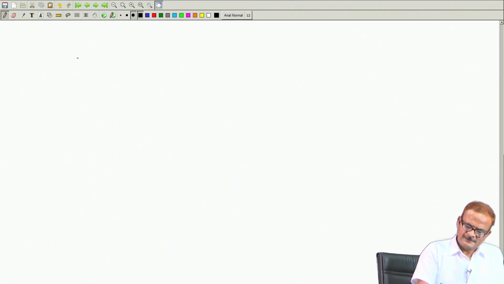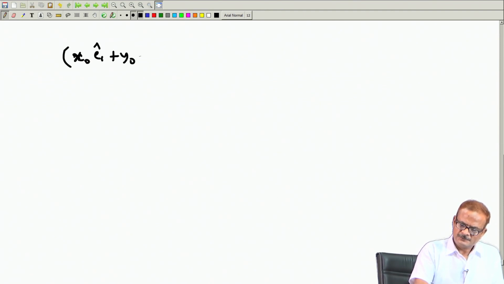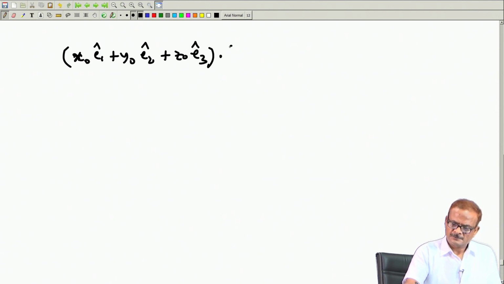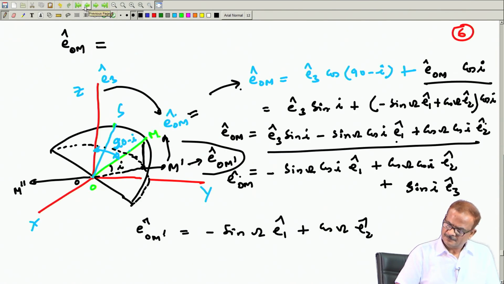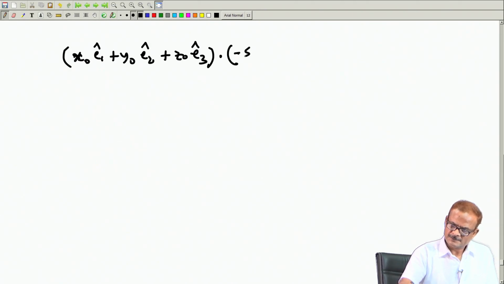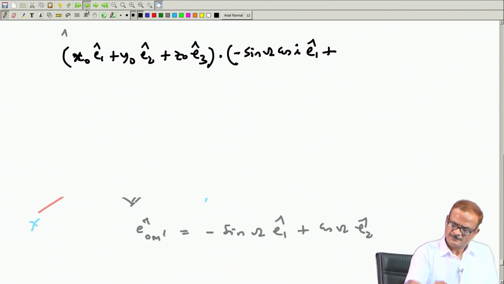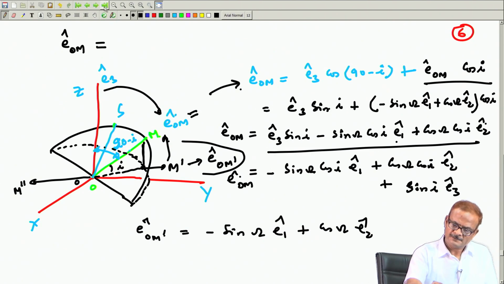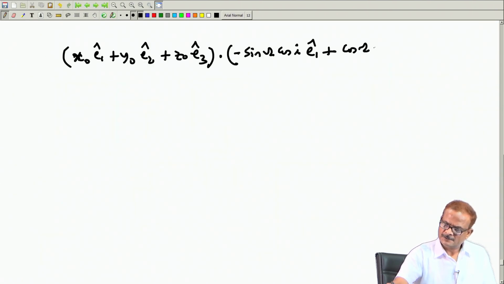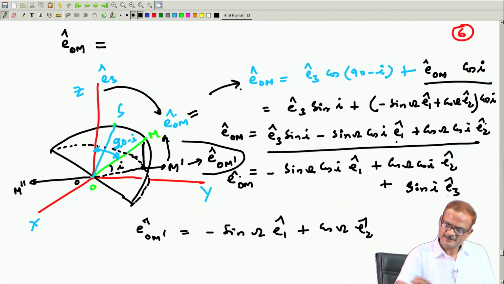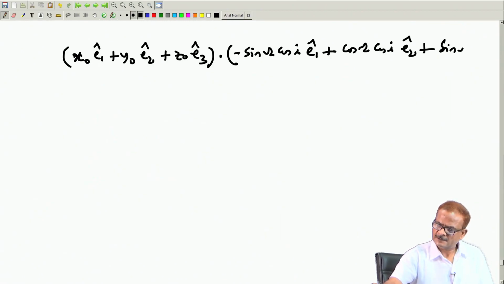So, on the next page we can write R 0 is x 0 E 1 cap plus y 0 E 2 cap plus z 0 E 3 cap, and dot product with minus sin I sin capital omega E 1 cap plus cos capital omega cos I E 2 cap and sin I times E 3 cap.